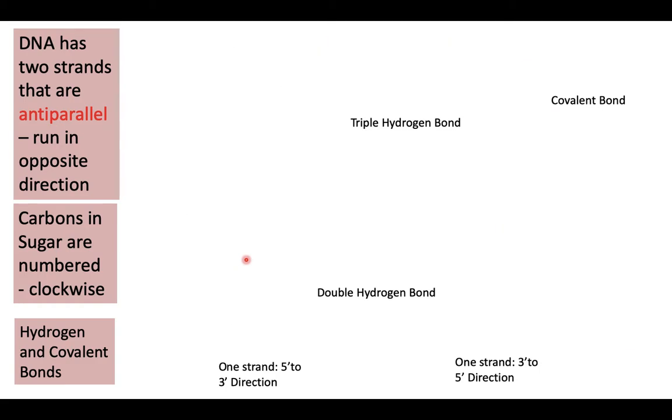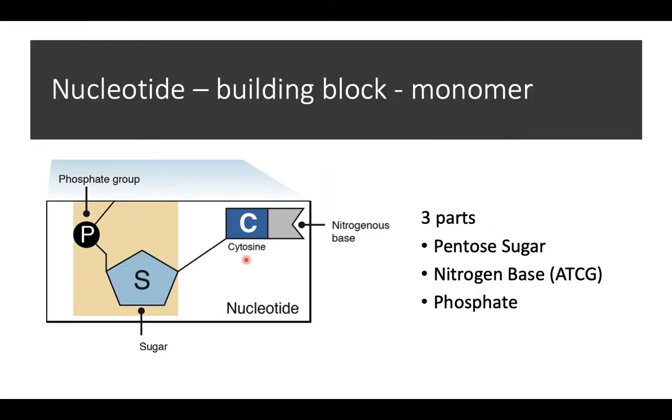Let's go back to our description of the nucleotide, which we said was the building block, or the monomer, of DNA. If we put many of these monomers together, we get our DNA structure. The nucleotide is made up of 3 parts. Here we see the pentose sugar, that's one part. We see the nitrogen base, that's the second part. Again, the nitrogen base could be A, T, G, or C. And then we see the phosphate group, which is the third part of the nucleotide.